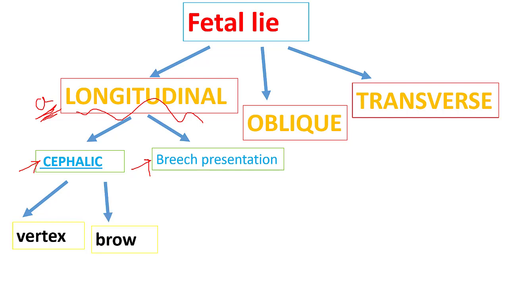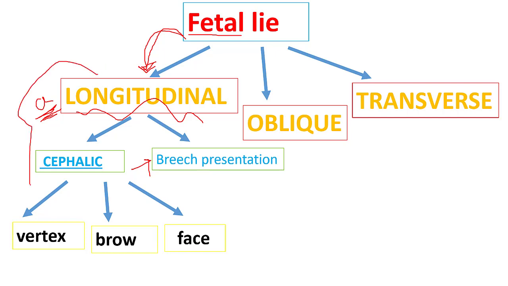There can be brow presentation, there can be face presentation. So in a nutshell, you can say that the normal fetal lie is longitudinal and normal presentation of the fetus is vertex presentation, right? Now we will do the breech presentation.